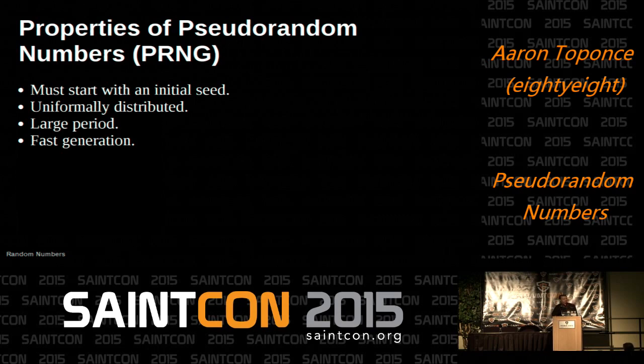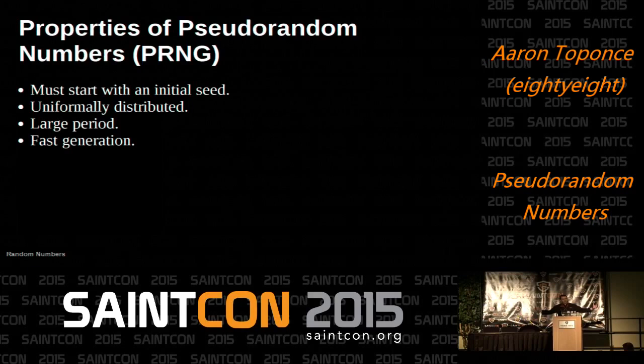So a large period is creating a sequence of repetition-free numbers. As soon as that sequence is regenerated, we found the size of our period. We want that period to be as large as possible. And of course, finally, there should be no reason why I should have to wait around for my random number. When I request one, I should be able to get one quickly.